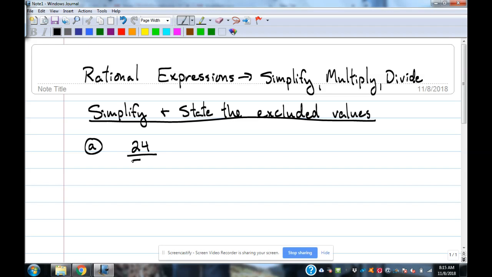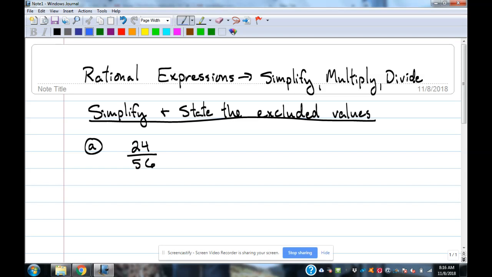24 over 56. Regular old fractions, got numbers in it. Okay? How do we simplify that? Both of them are divisible by what number? Is that the biggest one? No, there's a bigger number that goes into 24 that also goes into 56. 8 is a bigger number that goes into 24 that goes into 56. 8 would be what we would consider the greatest common factor that goes into both of those.